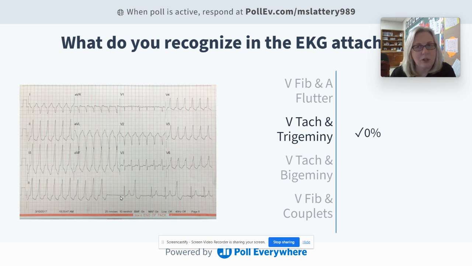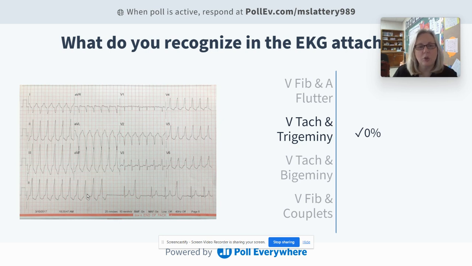Then we have a nice pause. It goes back into regular rhythm with a PVC. Then a regular, regular, PVC. Regular, regular, and then there should be another PVC here. That would be trigeminy again. So we have VTAC and trigeminy all in the same EKG.